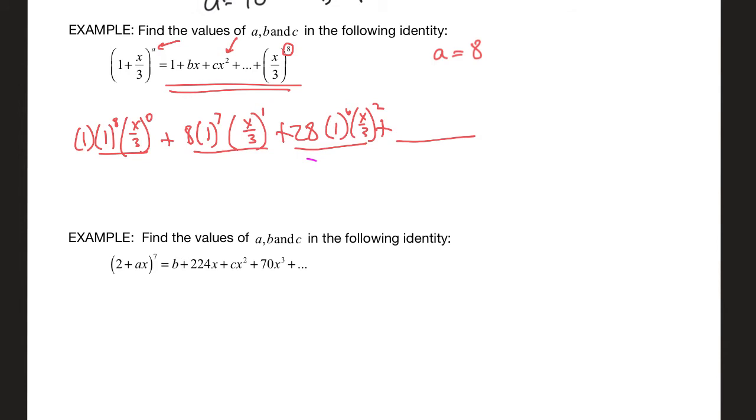If I simplify this blank, I should be able to figure out what B is. I think it's 8/3 x, so B is 8/3. And here, if I square that 3 in the denominator, I get 28/9 x squared, which means C would have to be 28/9. Okay, let me scoot this up.